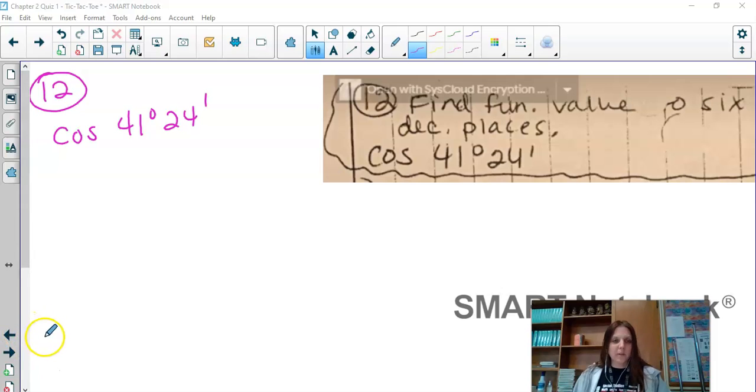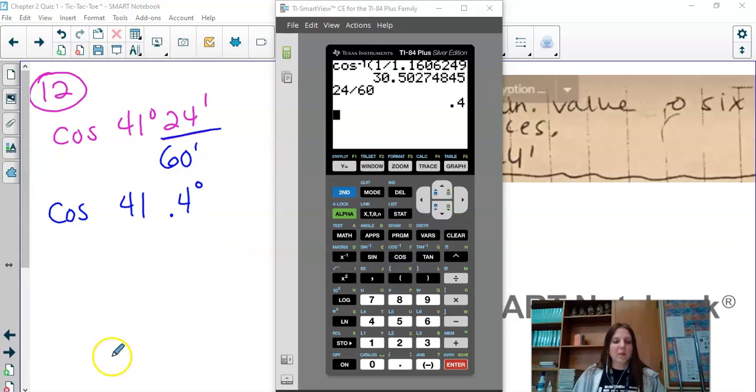12 is another calculator question, and you need to divide the minutes first. So I'm going to find the cosine of 41.4 and round your answer to 6 decimal places.